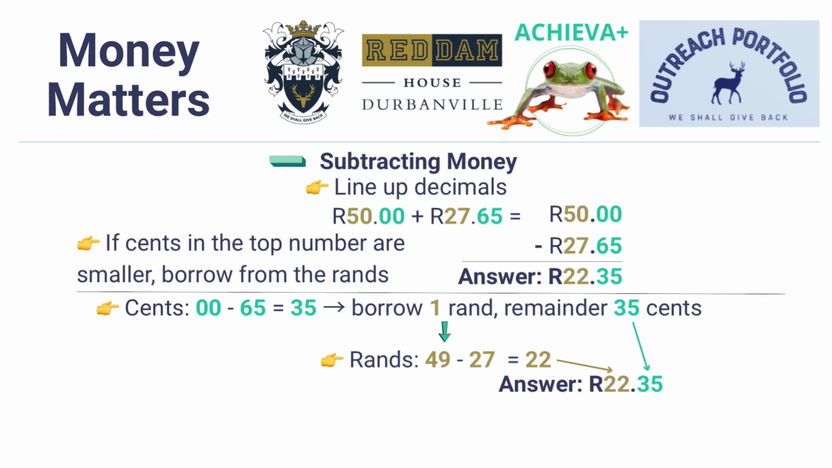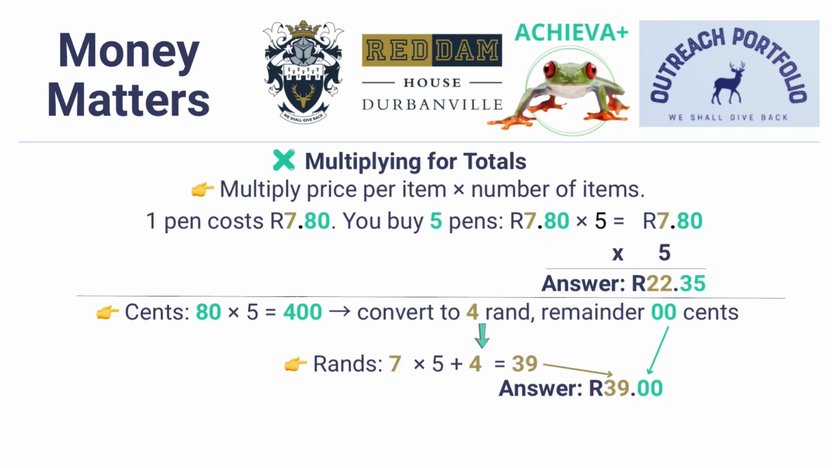To work out the answer, first subtract the cents. 00 minus 65. 65 is bigger than 00, so we have to borrow 1 rand and make it 1 rand minus 65 cents. And the remainder will be 35 cents. When we subtract the rands, we have to remember that we borrowed a rand from the 50. So we have to subtract 49 minus 27 to get 22. The answer is 22 rand and 35 cents.